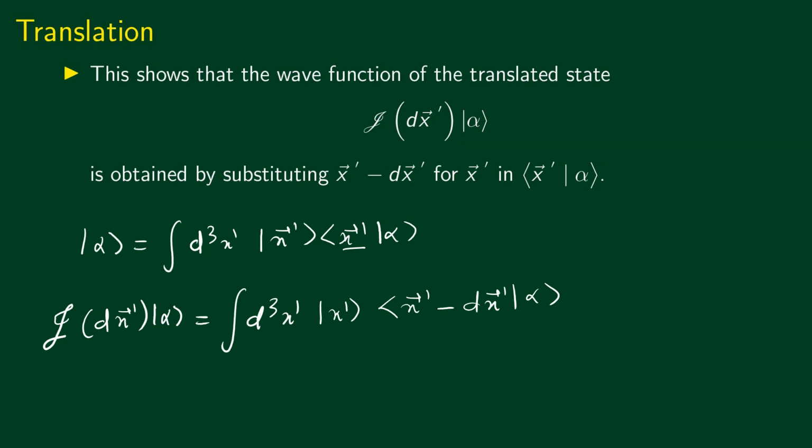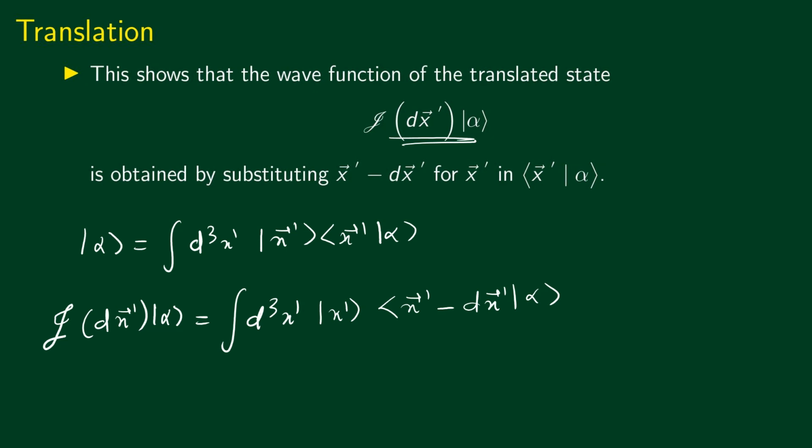This shows that the wave function of the translated state is obtained by substituting x vector prime minus dx vector prime for x vector prime in the initial wave function. Okay. Now, what does it say about the probabilities?